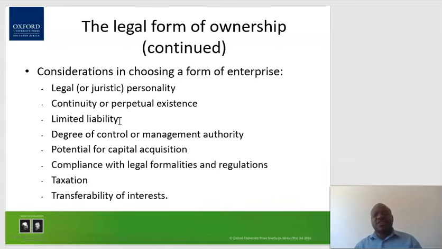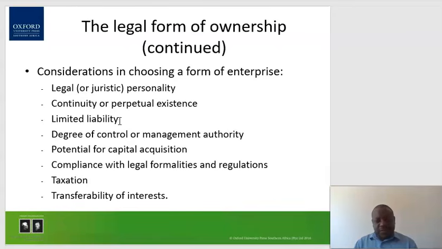Also, there's the issue of degree of control or degree of management authority. Some people, when they establish businesses, want total control, where no one else tells them what to do. They do everything according to their will. Whatever they want becomes the law. That is the case with sole proprietorships, because there is only one owner. He makes all the decisions. He doesn't fight with anyone. Whatever he wants to do in the business is what goes.